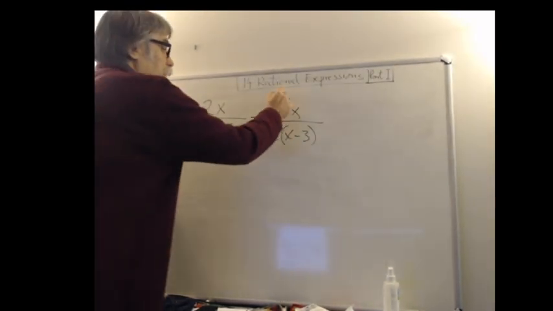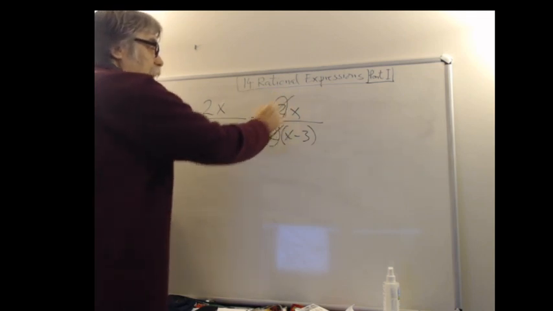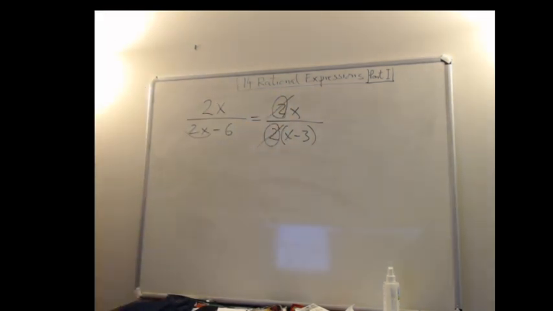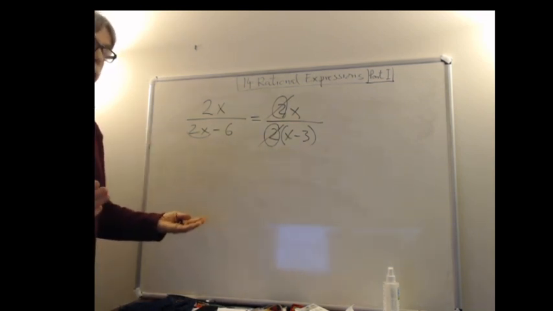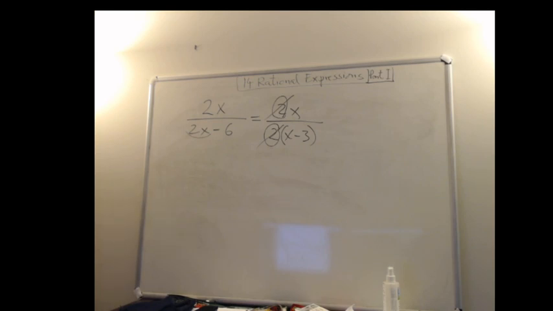Is there a common factor? Yes, it is. It's right here. 2 on the top, 2 on the bottom. Once you have a common factor, you can cancel them. You're basically dividing up and down with the same numbers. So that's what's called cancellation of a common factor.